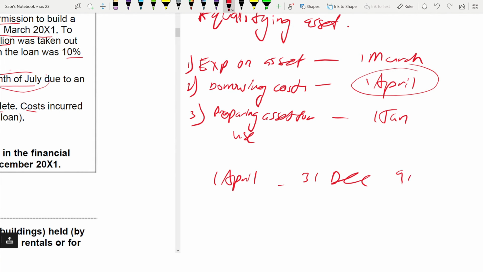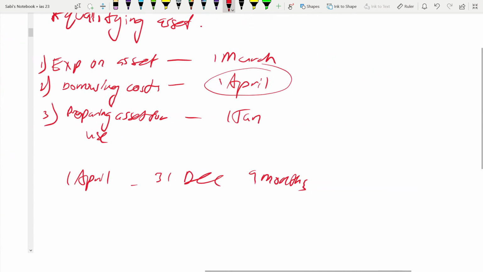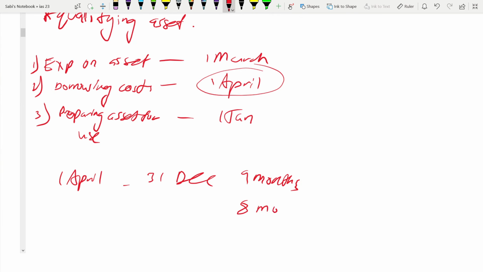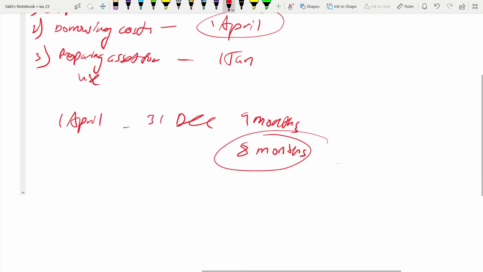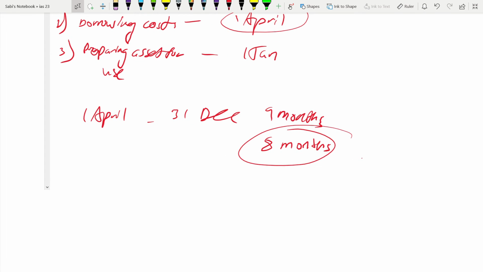9 months. Out of 9 months, 1 month goes, because July month you are not using. So you are left with 8 months. So you can capitalize for 8 months only. You understanding? So now you just have to do the calculation.